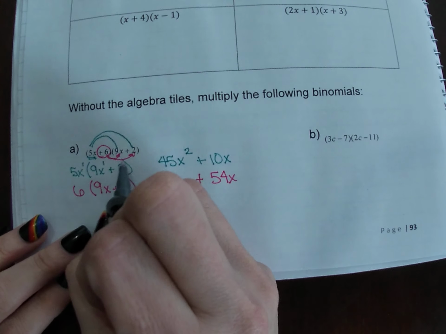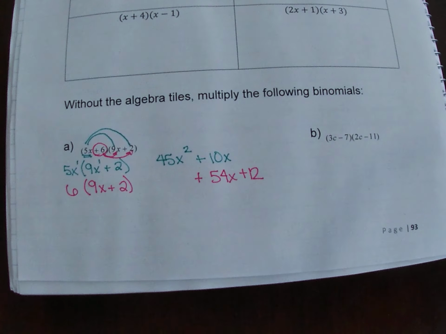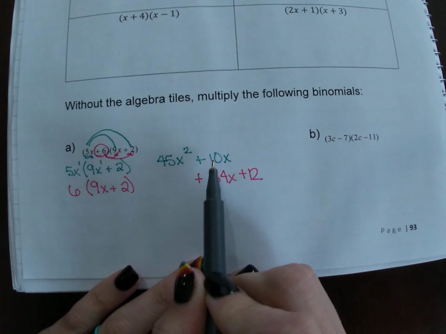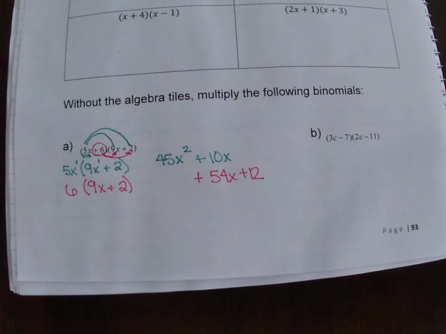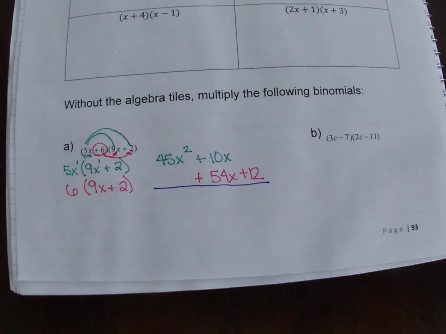Then we'll take 6 times the 2, which will give us a 12. Once we're there, we can then take these pieces and find any like terms. If we have any like terms, we can just add them or combine them by using our rule of addition, which we already learned.